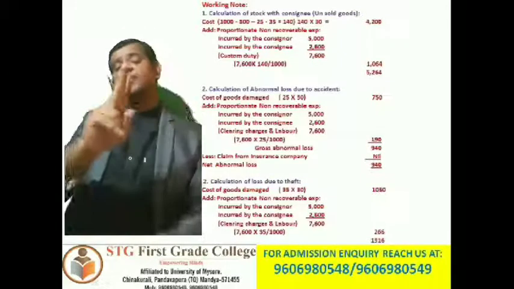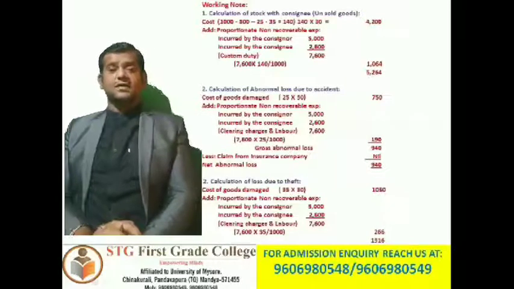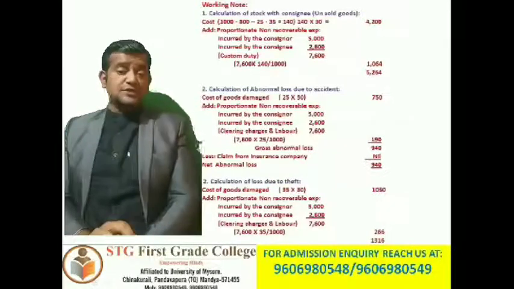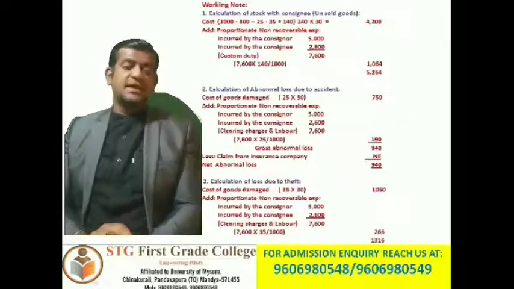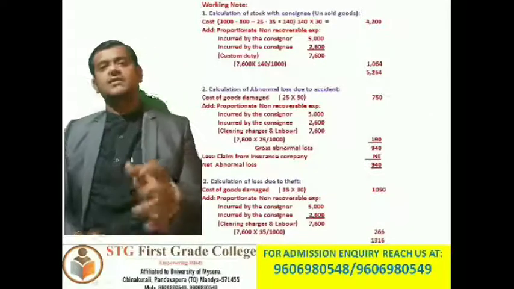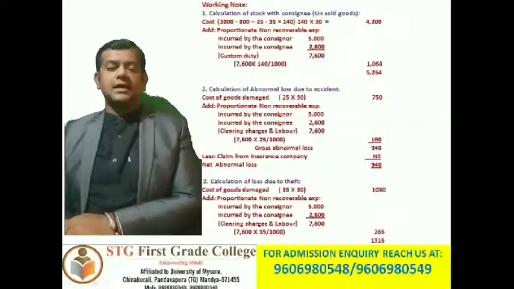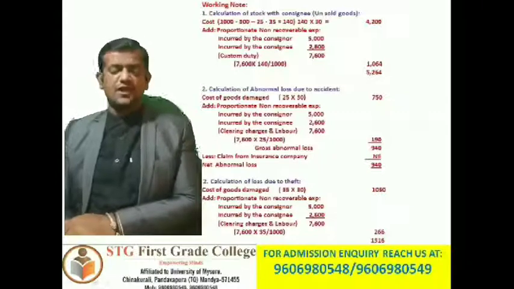Next, working note number 2 which we have to calculate, that is calculation of abnormal loss due to accident. If there is an accident, what is the loss incurred by the consignee or consignment? That we are supposed to calculate.